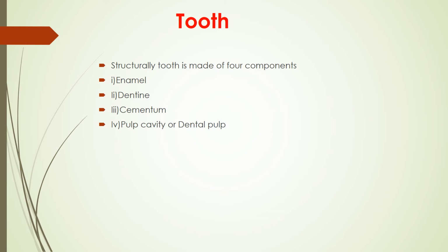In the enamel, continuous lines are visible, and these lines are called incremental lines of Retzius. Now then dentine. Dentine is a hard, yellowish and elastic part. It forms the bulk of the root or tooth and also gives the main strength.